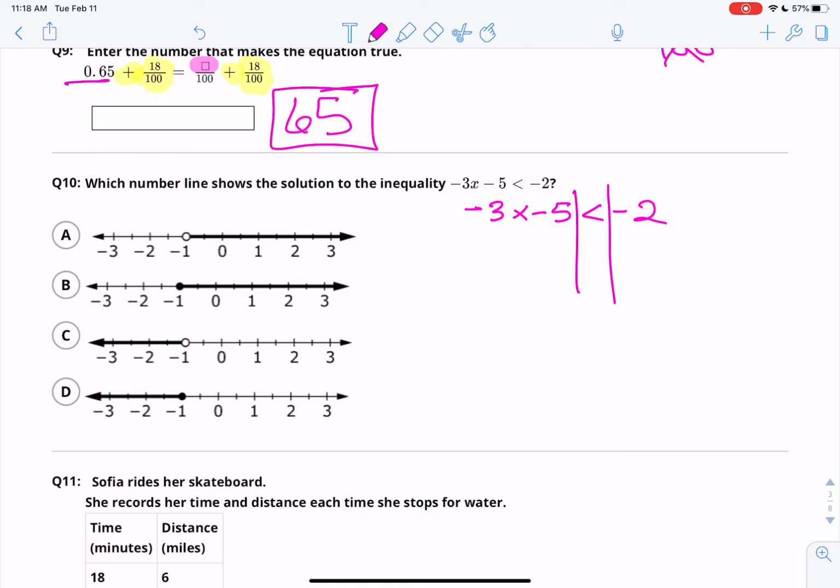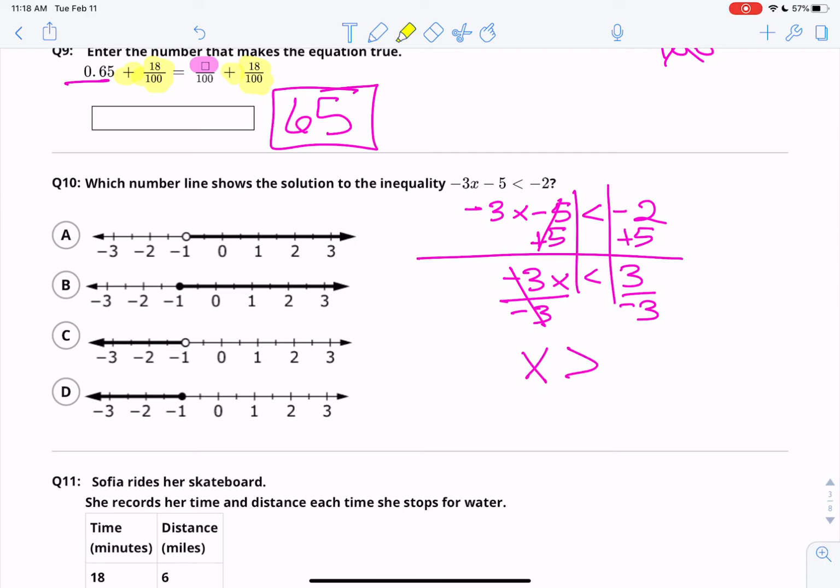And we're going to do the opposite operation. So the opposite of subtraction is addition, so I'm going to add 5 to both sides. They cancel out, and I get negative 3x is less than positive 3. And then I have negative 3 times x, so the opposite would be to divide by negative 3. And I get x. Now, be careful because your sign flips. The sign flips because we're dividing by a negative. And 3 divided by a negative 3 is a negative 1.